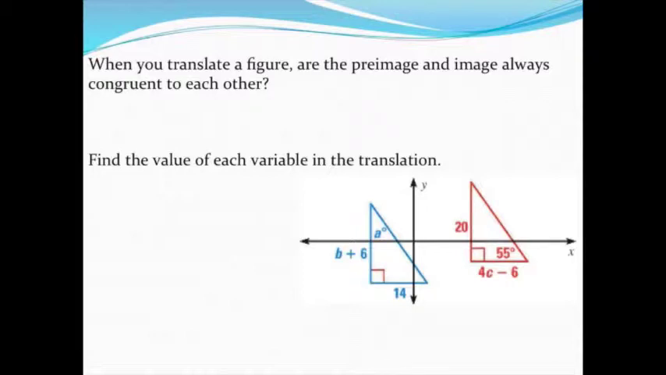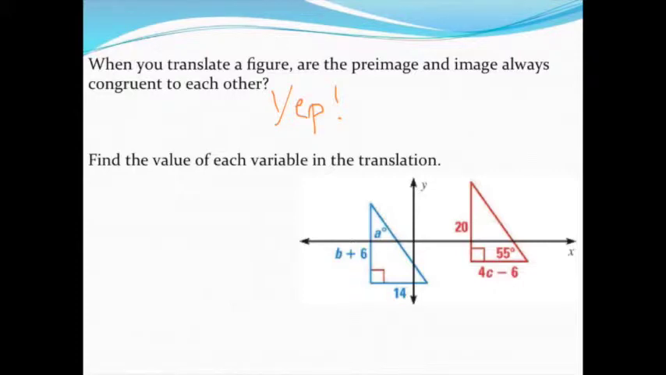When you translate a figure, when you simply slide it left, right, up, or down, you don't change the size of it. So in other words, the image and the pre-image are always going to be congruent to each other. They're always going to be the same size. You haven't stretched it or shrunk it or anything like that. You've simply changed where it's located. So what that means is every corresponding piece is going to match up in the image and the pre-image. All the sides, all the angles are going to remain the same.